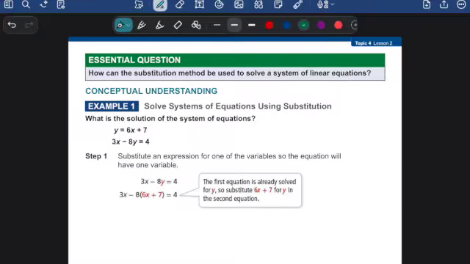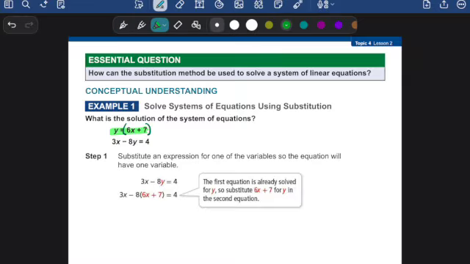Example 1, solve systems of equations using substitution. This is a great method if you have at least one of your equations in slope-intercept form. So here we go. We have an equation in our system that is in slope-intercept form, y equals mx plus b. What this is saying is y equals all of this. Everything in the parentheses is what y equals, so it's helpful to put whatever y equals in parentheses. Y is 6x plus 7.